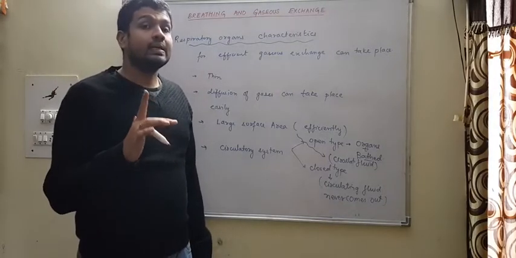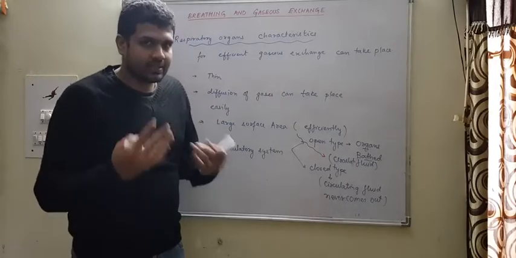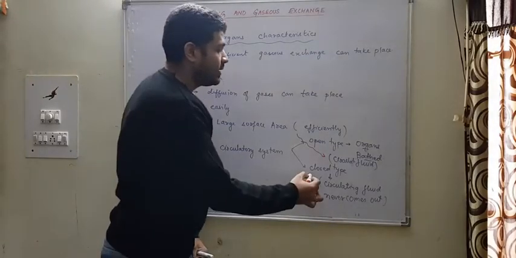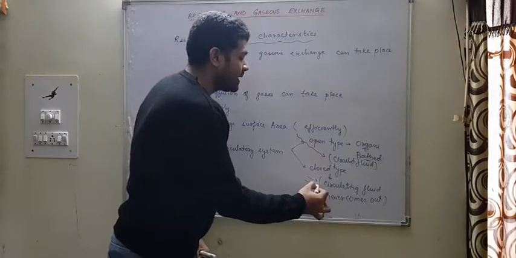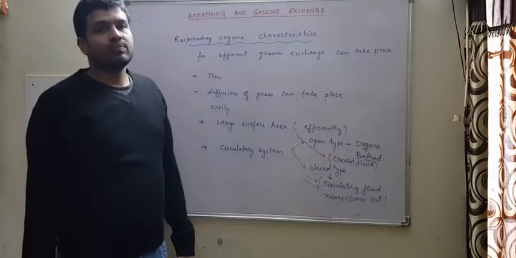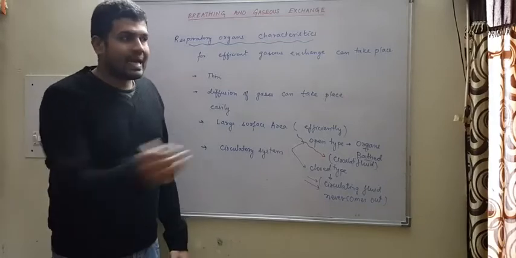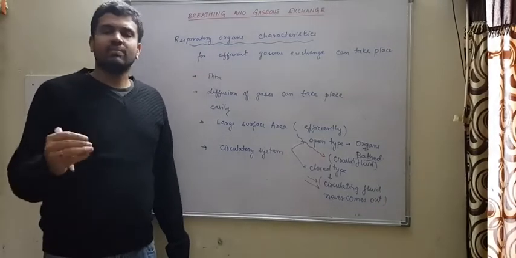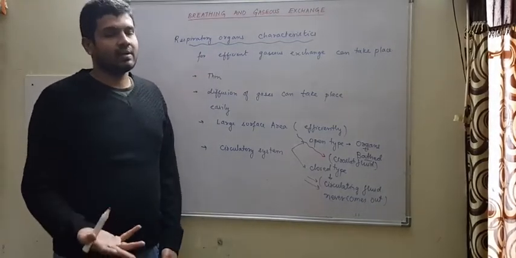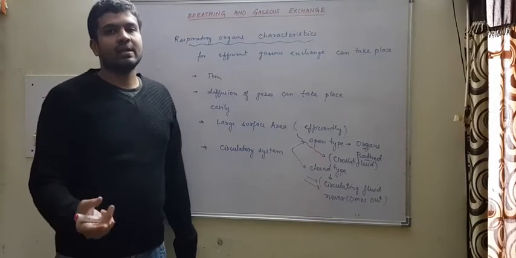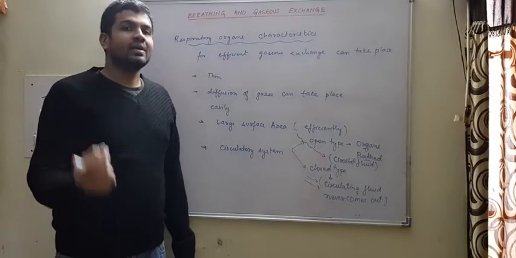And in a closed type of circulatory system like ours, the gases should be diffused into the circulating fluid which is carrying those gases from one place to another. We know that in our case that circulating fluid is blood, and it has RBCs containing hemoglobin.